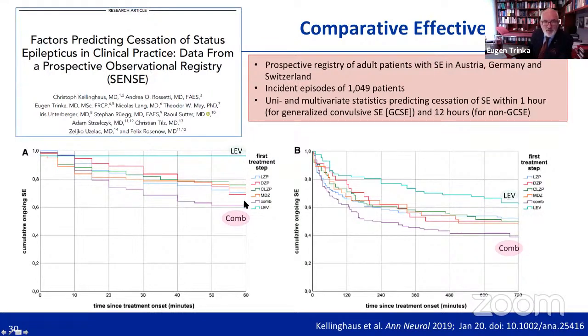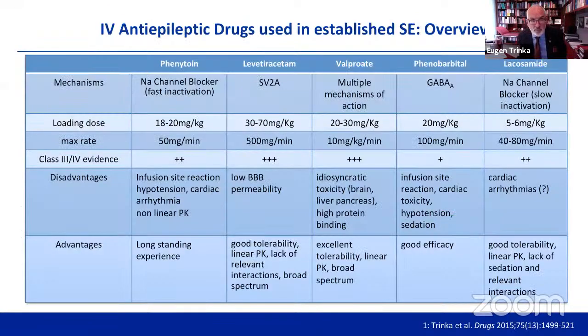This is between 20 and 40% response rate in the first hour, and between 40 and 60% response rate. And we know from randomized controlled trials that about 60 to 70% are controlled when you give the right dose, which is used in the randomized controlled trials.